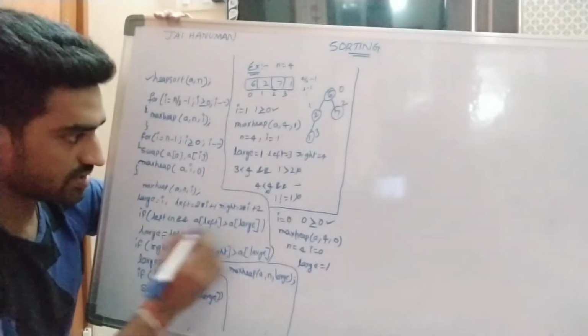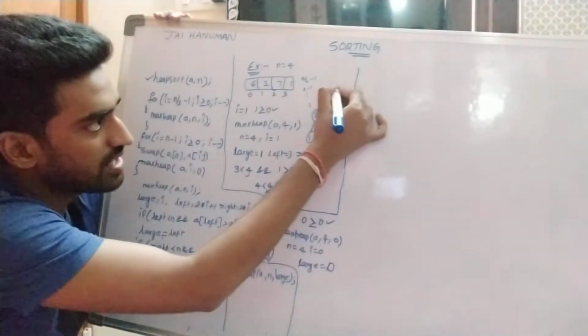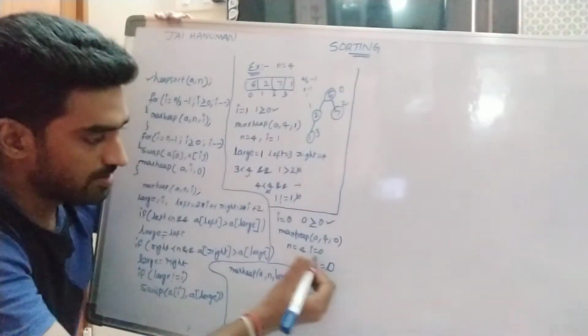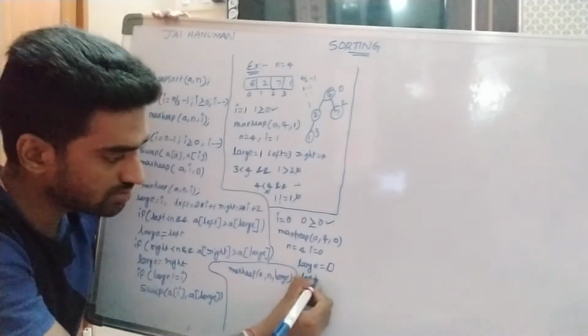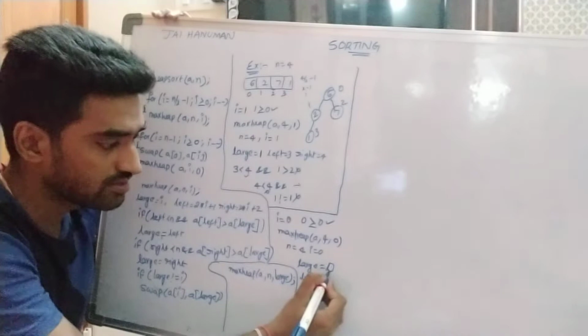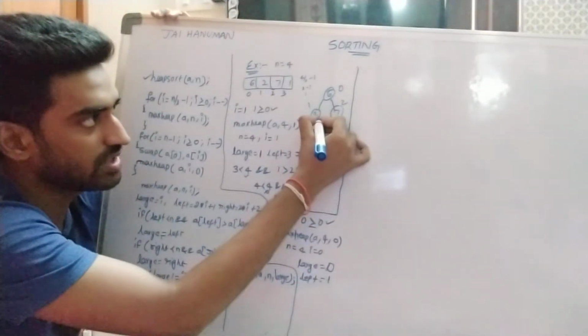Large is equal to 0, that means large is equal to I, so this value is 0. Set left to 2 into I plus 1, that is 2 into 0 plus 1. So left is equal to 1. Now left is this one.